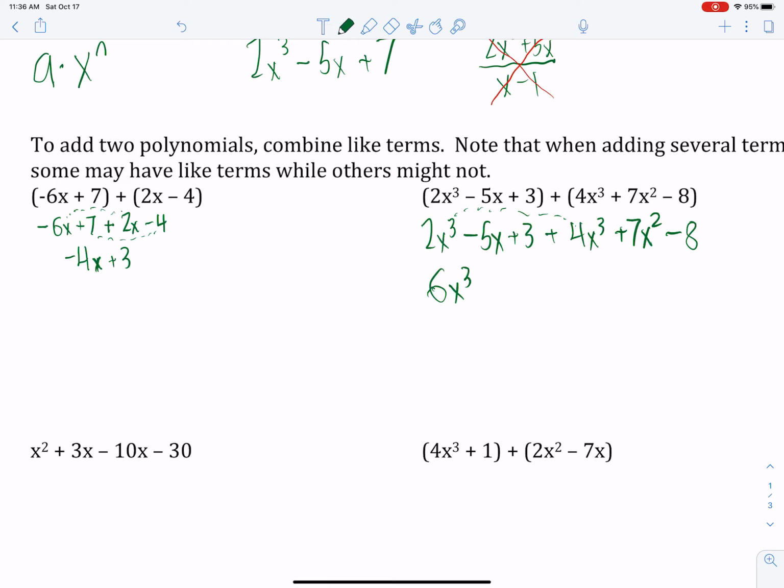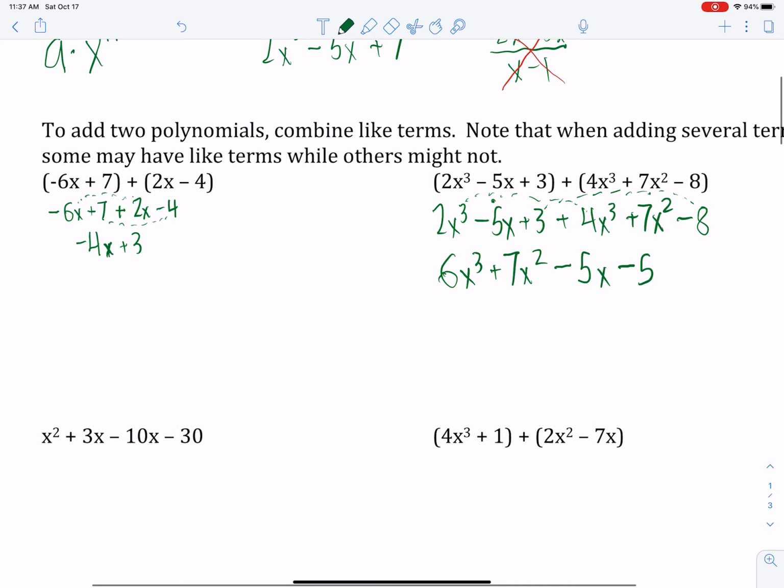Our next highest power is the 7x squared. It doesn't have any like terms, so we leave that alone. After that, we just have the minus 5x, which also doesn't have any like terms, so we leave that alone. And then we have two constant terms, 3 and minus 8. 3 minus 8 would be minus 5. Those, notice, all have different powers of the variable, so we can't combine them any further. That would be our answer for this problem.